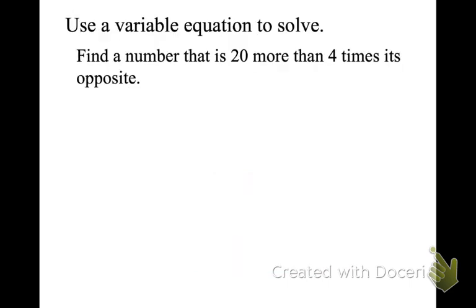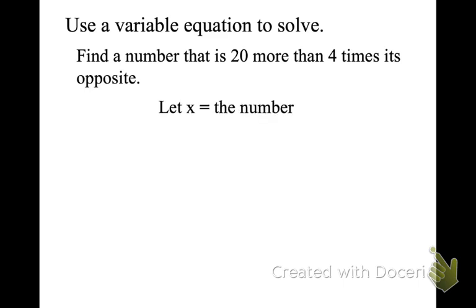All right, our last piece is putting together what we did yesterday and today. Find a number that is 20 more than 4 times its opposite. Okay, what is my unknown? That's the first thing I want to ask you. So the first thing we're going to do is our unknown is find a number. So the number is the unknown, right?